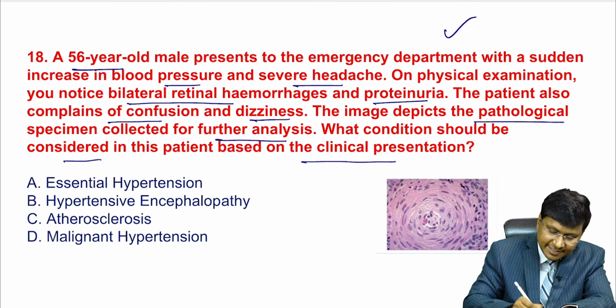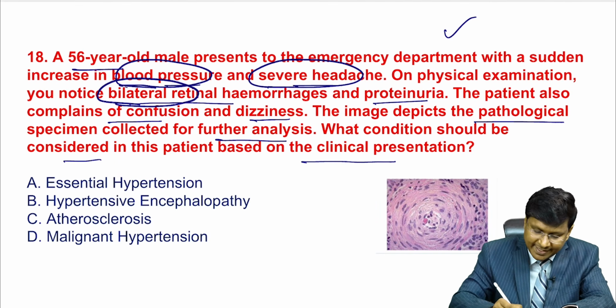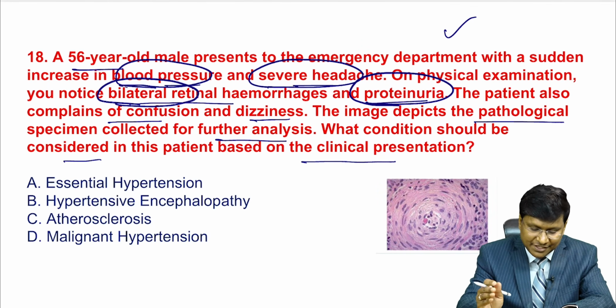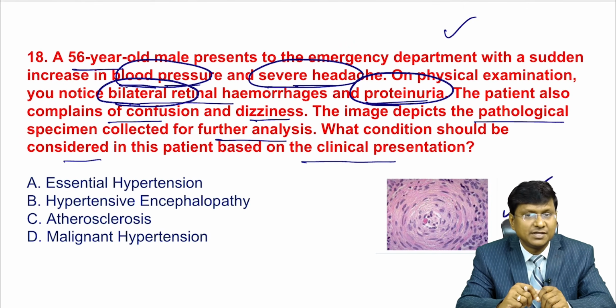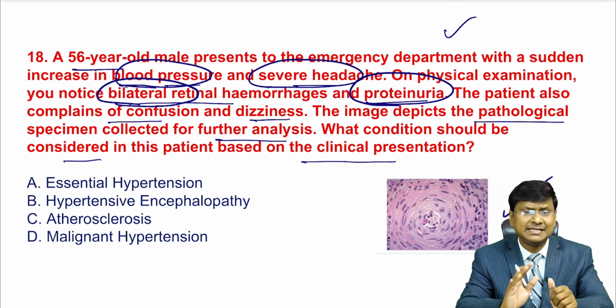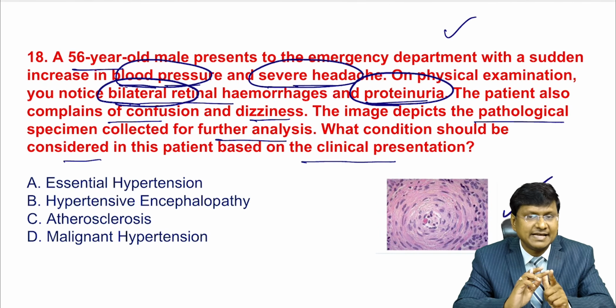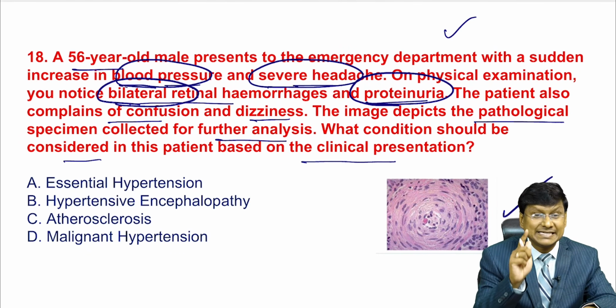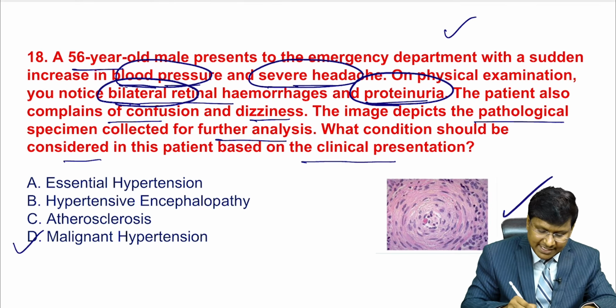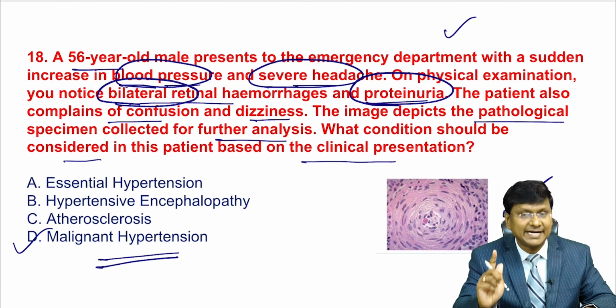So the patient has a sudden increase in blood pressure, severe headache, bilateral retinal hemorrhages, proteinuria, and the patient is confused and dizzy. So along with hypertension, the eye is affected, the kidneys are affected, and even the brain is affected, right? So these are the points that tell you that the individual has developed malignant hypertension.